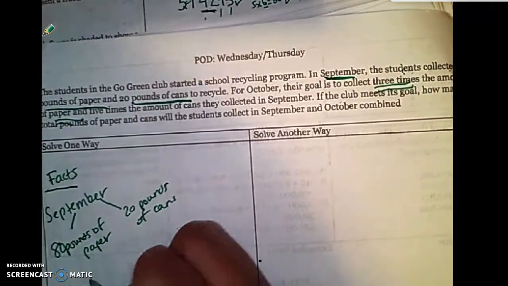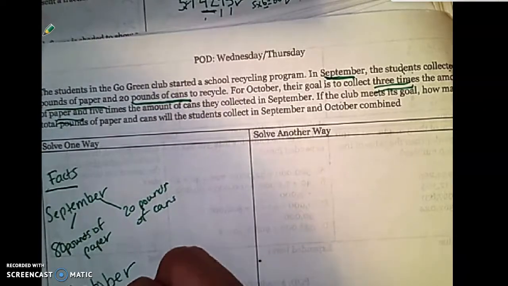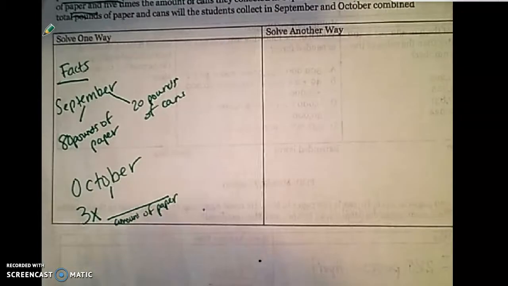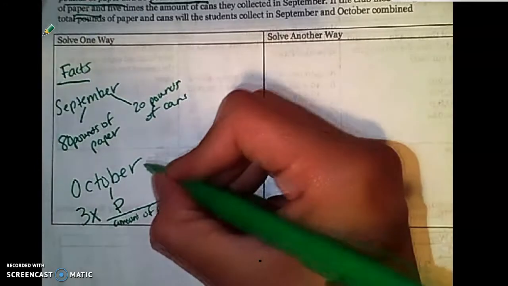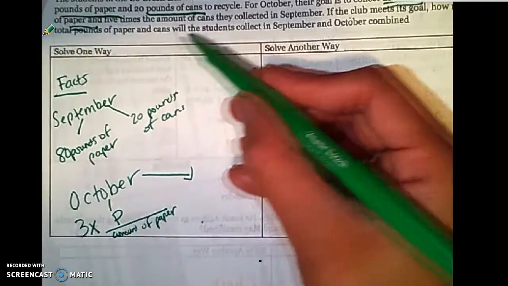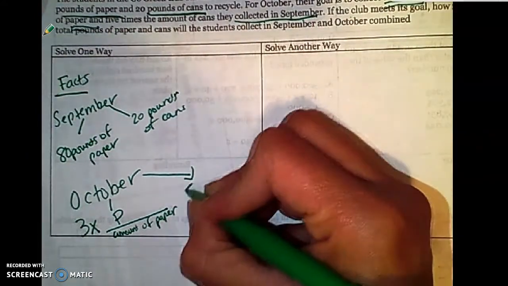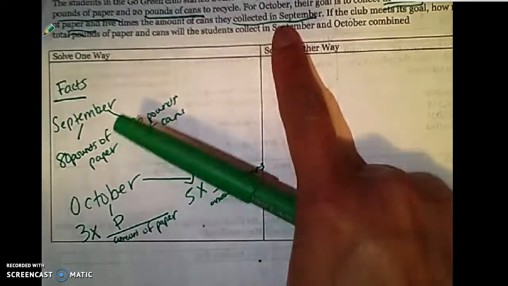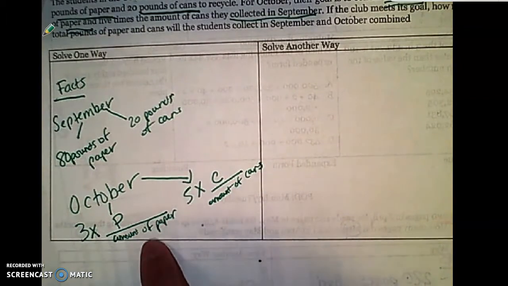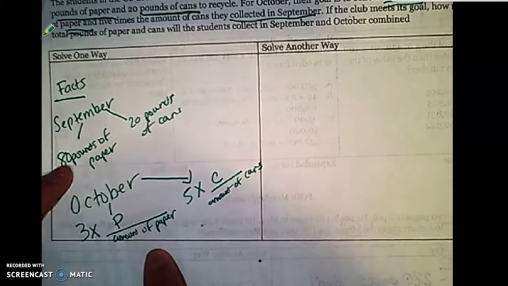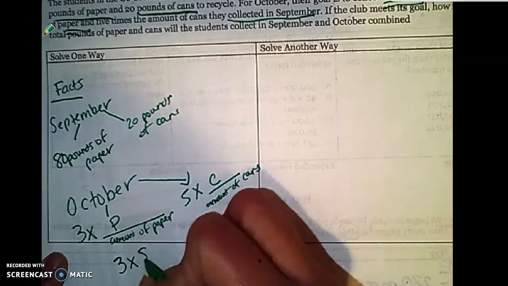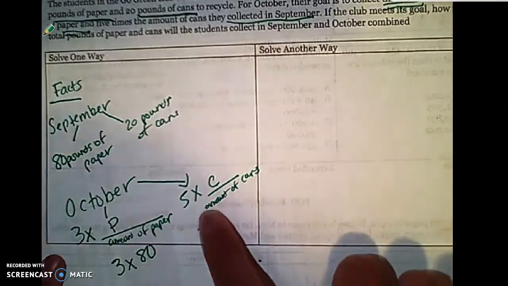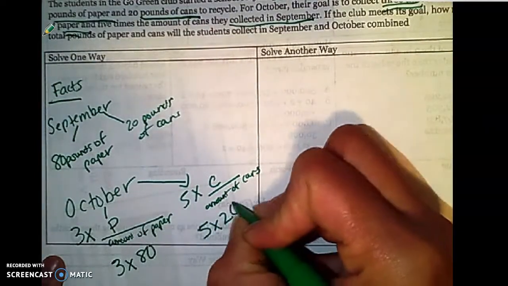Okay, so wait a second, let's write that down. So for October, they want 3 times the amount of paper. Okay, I'm just going to write amount of paper. I could write P as a letter. And 5 times the amount of cans that they collected in September. So 5 times the amount of cans. Do we know how much the club collected, the total amount of paper from September? We do. We know that from up here. It's 80. So we can just write this equation over as 3 times 80. And do we know the amount of cans that was already collected? We do. Right up here, 20. So we can just rewrite this equation as a number sentence, 5 times 20. Okay?